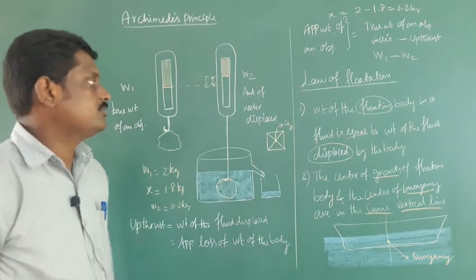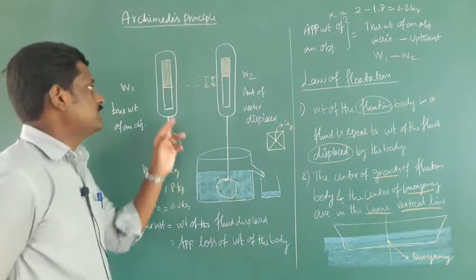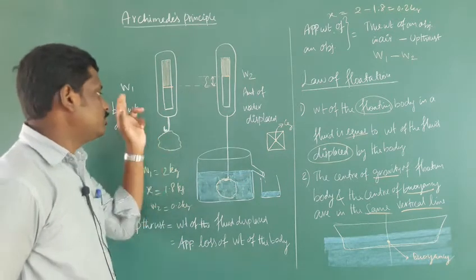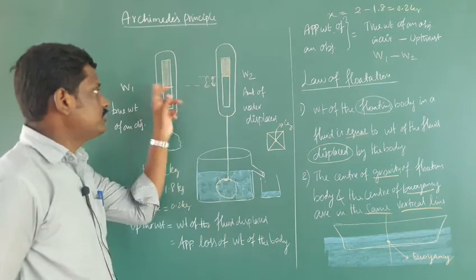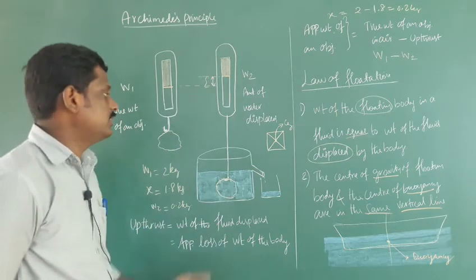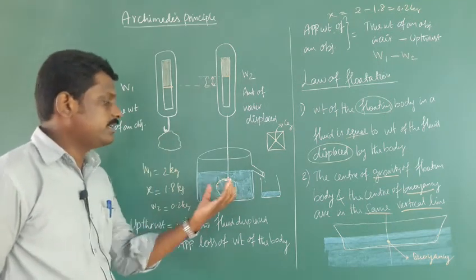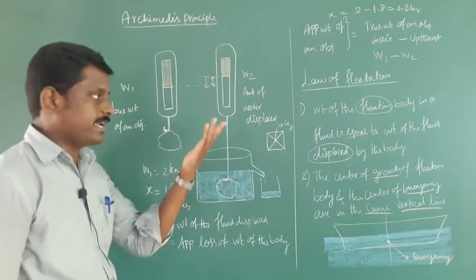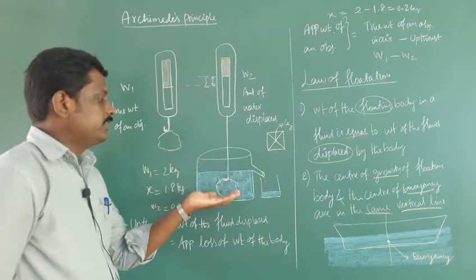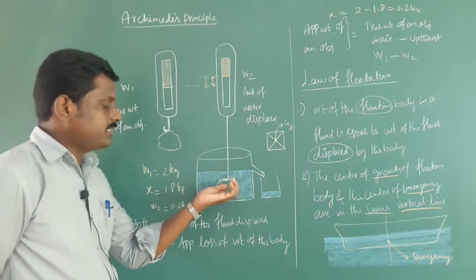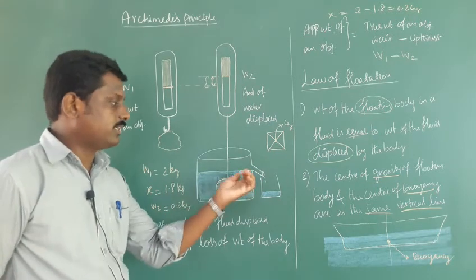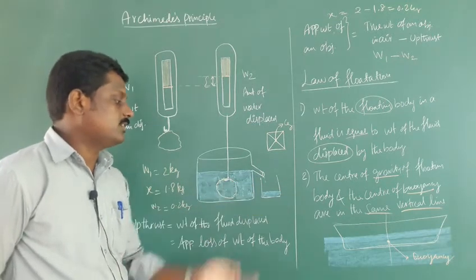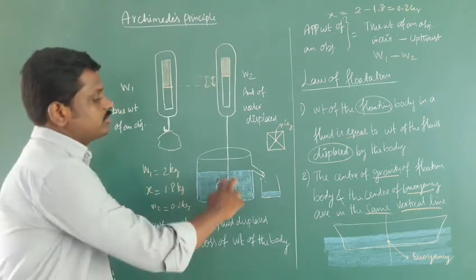It is checked using an apparatus. Consider a spring balance connected to an irregular object. It shows the true weight of the object, W1. The same object is then placed inside the fluid, and it shows some other weight. That object displaces some amount of fluid, which is collected in another vessel, and that shows some weight.